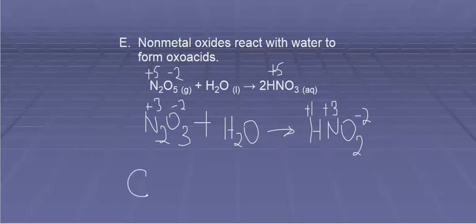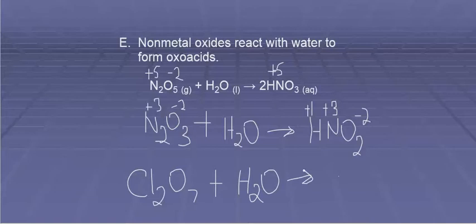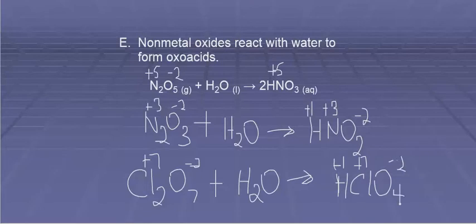Let's say I have Cl2O7, that nonmetal oxide. I react it with water. I'm going to get HClO something. Go back to your charges, oxygen -2, chlorine would be a +7, so it has to be a +7 on the product side, which means I would need a total of 4 oxygen with a -2 charge. So HClO4 would be my product in this case. So pay attention to charges when you're doing nonmetal oxides.